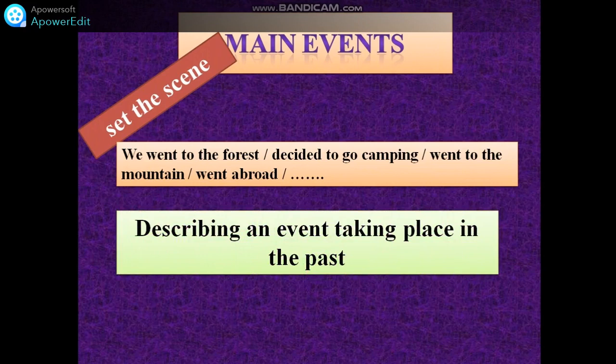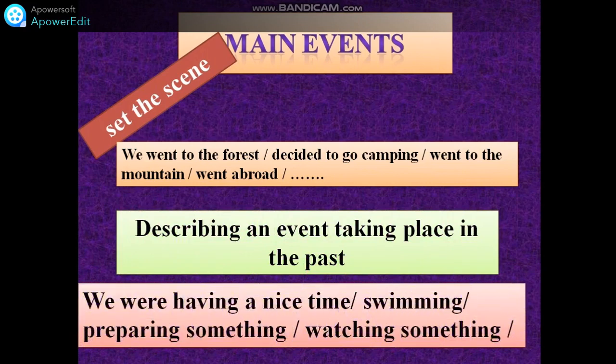Describing an event taking place in the past, you can say, for example, we were having a nice time. We were swimming. We were preparing something. We were watching something. So you can start your story by saying, for example, last summer, my friend and I decided to go to the mountain. We were having a nice time. We were, for example, enjoying the trees, the forest.